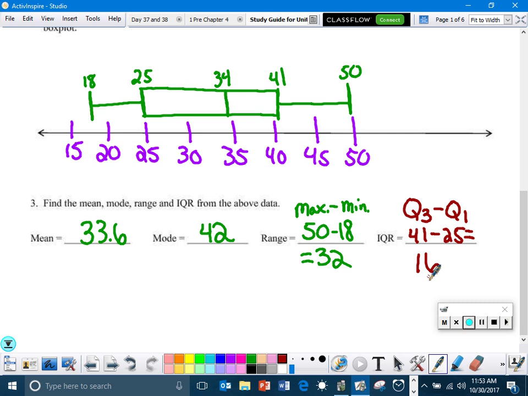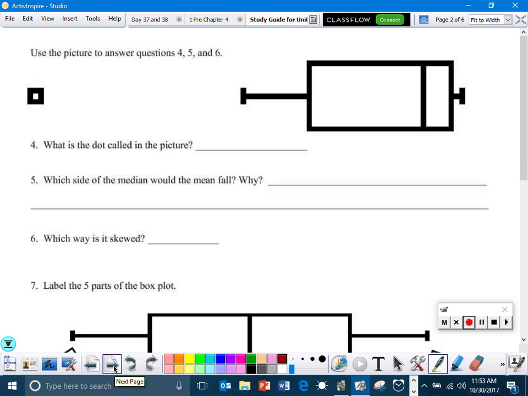So that's page 1. Page 2, please. All right. Use the picture to answer questions 4, 5, and 6. All right. What is the dot called in the picture? It's right there. Okay, you should remember, and these are some terms you need to know, that is an outlier.